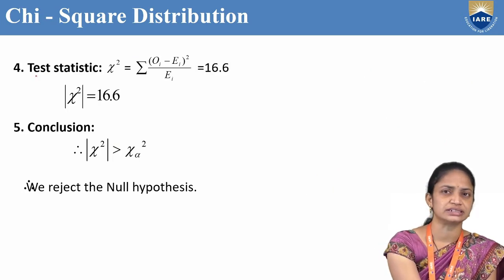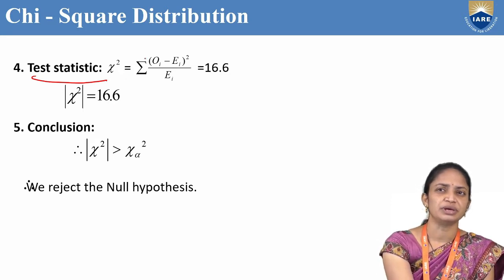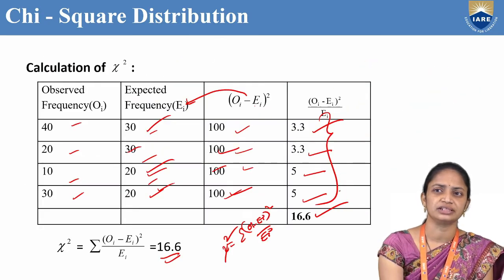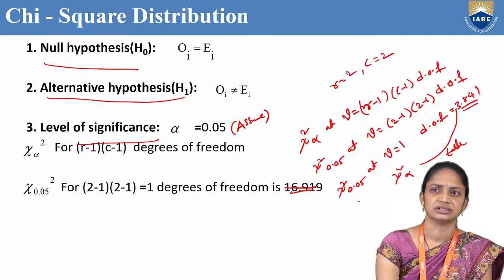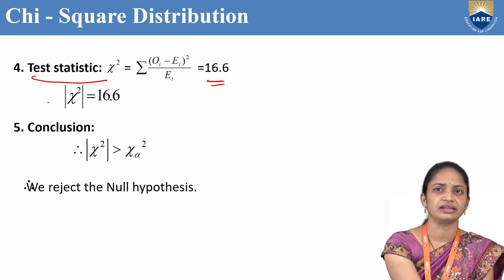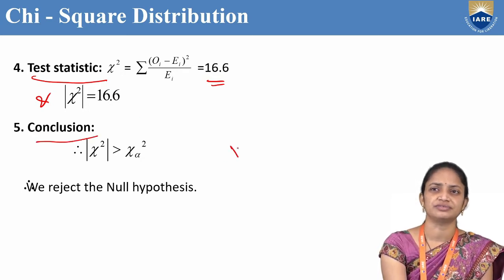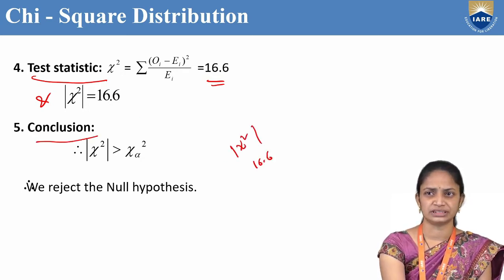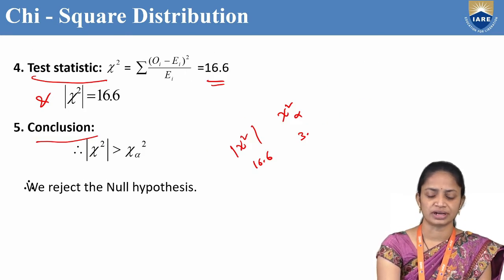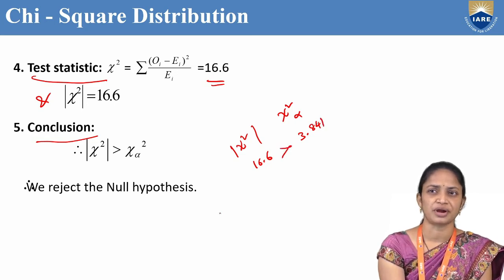So next one is the test statistic. Test statistic chi-square equal to summation (Oi minus Ei) whole square by Ei. Already we have calculated this value here, 16.6. We need to take the mod of chi-square, that is 16.6. Coming to the conclusion, chi-square is 16.6 and chi-square alpha is 3.841. So 16.6 is greater than 3.841.